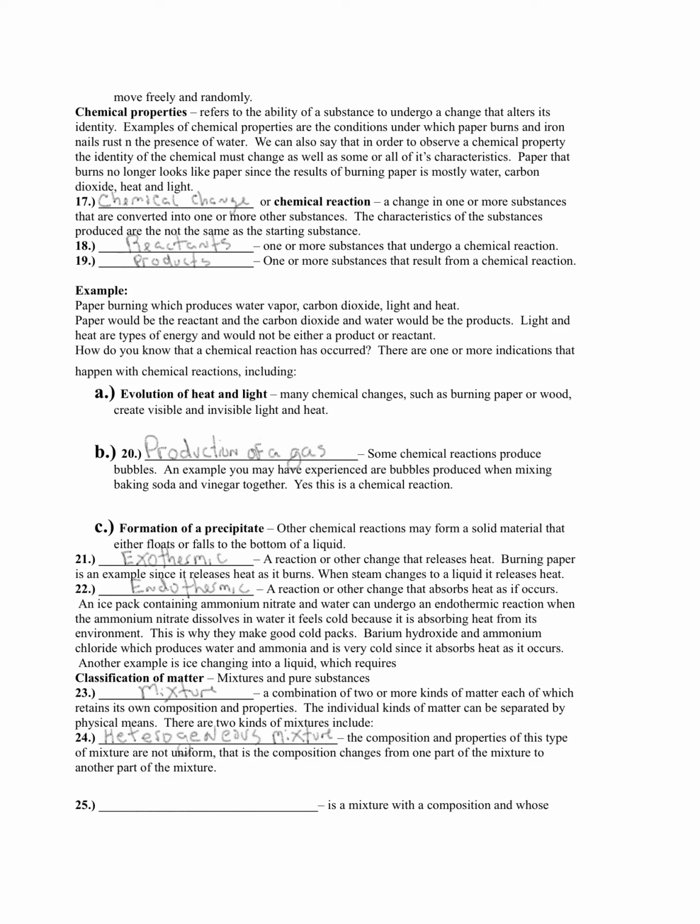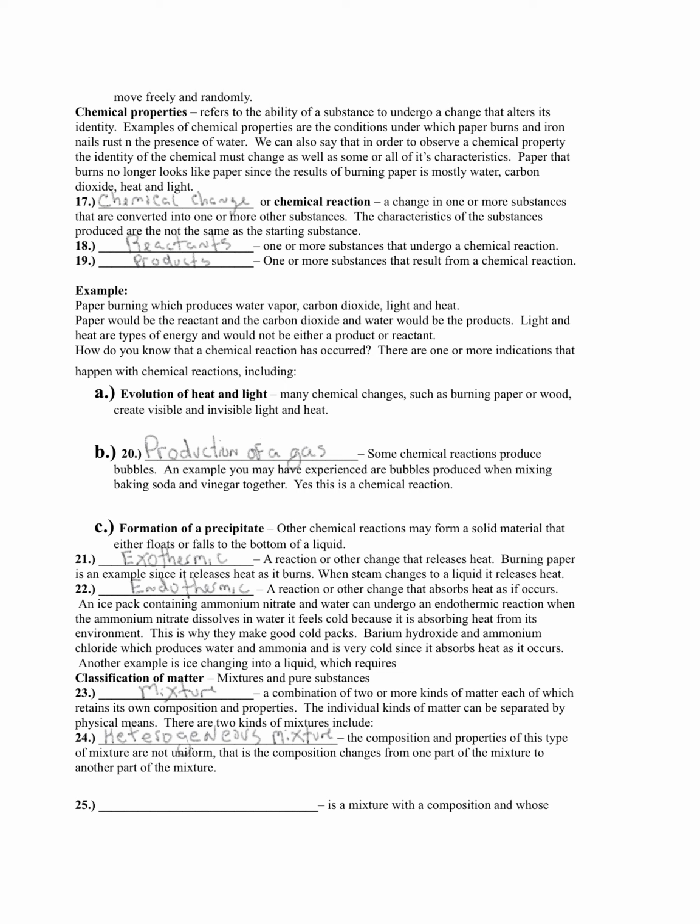Part 3. Chemical properties. Chemical properties refers to the ability of a substance to undergo a change that alters its identity. In other words, it's not going to be the same after it goes through a chemical reaction.